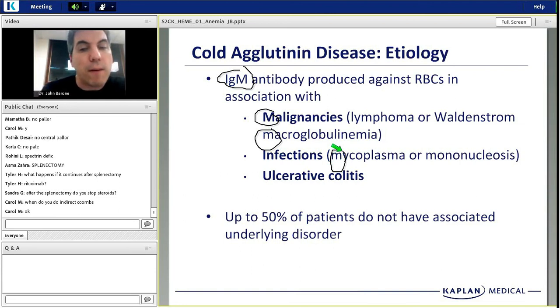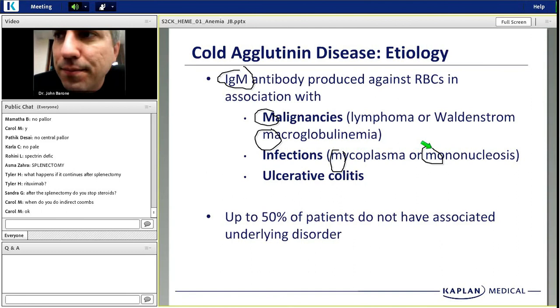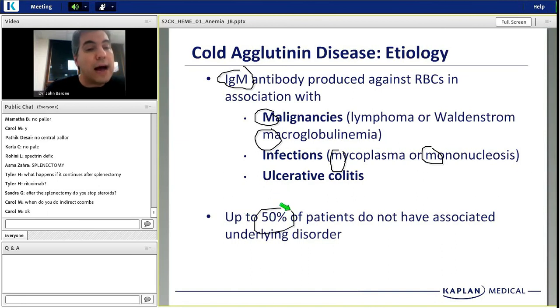mycoplasma and mononucleosis. I'm seeing a lot of M's here. So IgM, malignancy like Waldenstrom's macroglobulinemia, infections like mycoplasma and mono, and sometimes you can see it with inflammatory bowel disease. Now, 50%, we don't know why you got it. You just got an IgM.